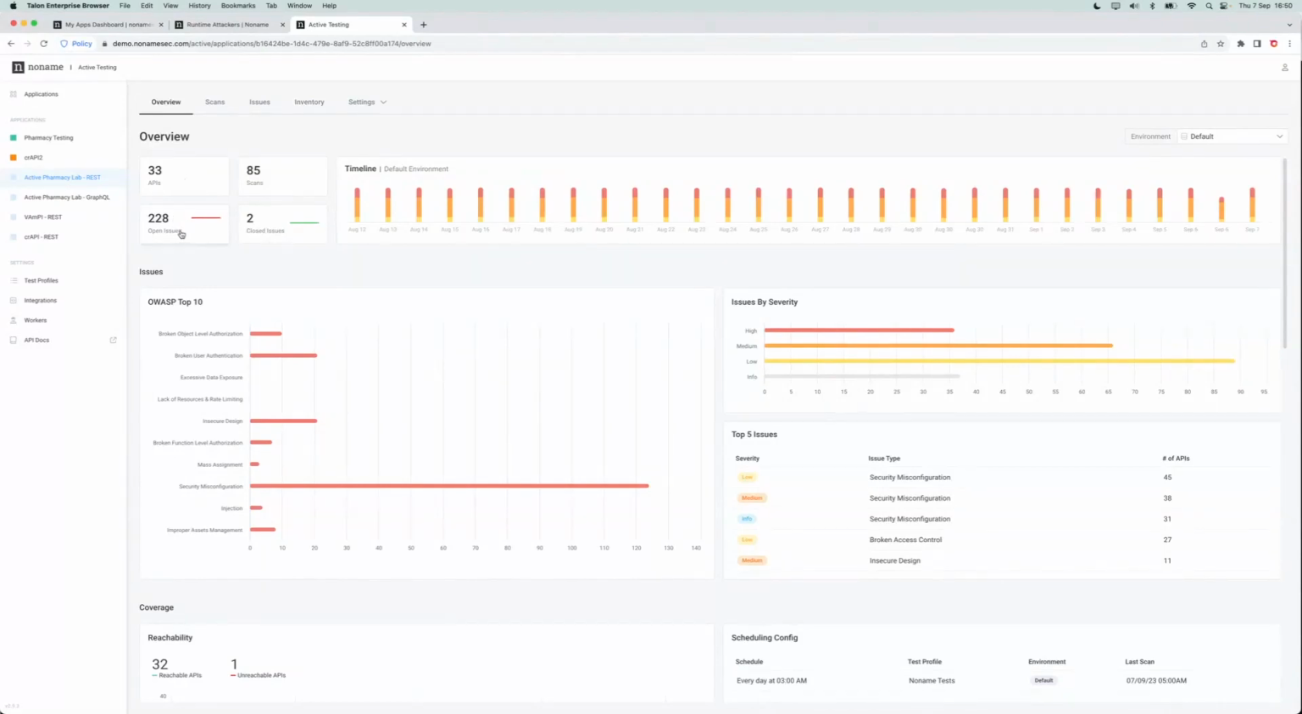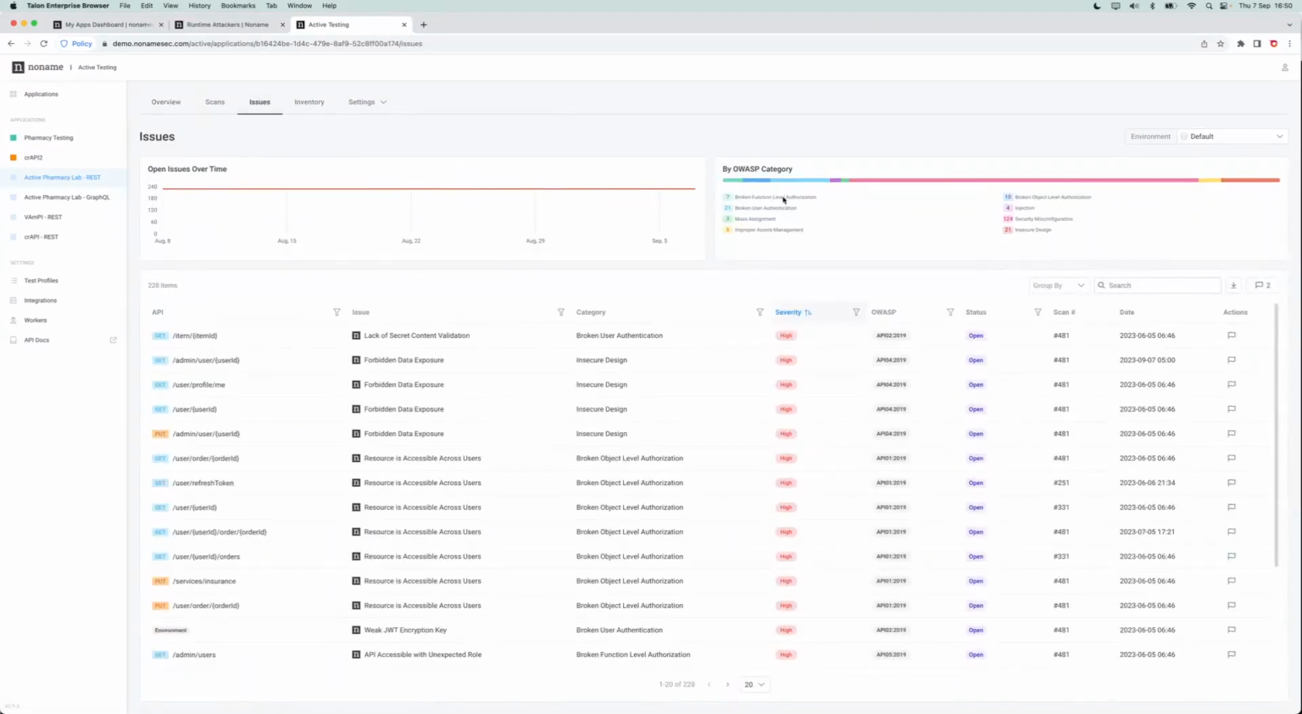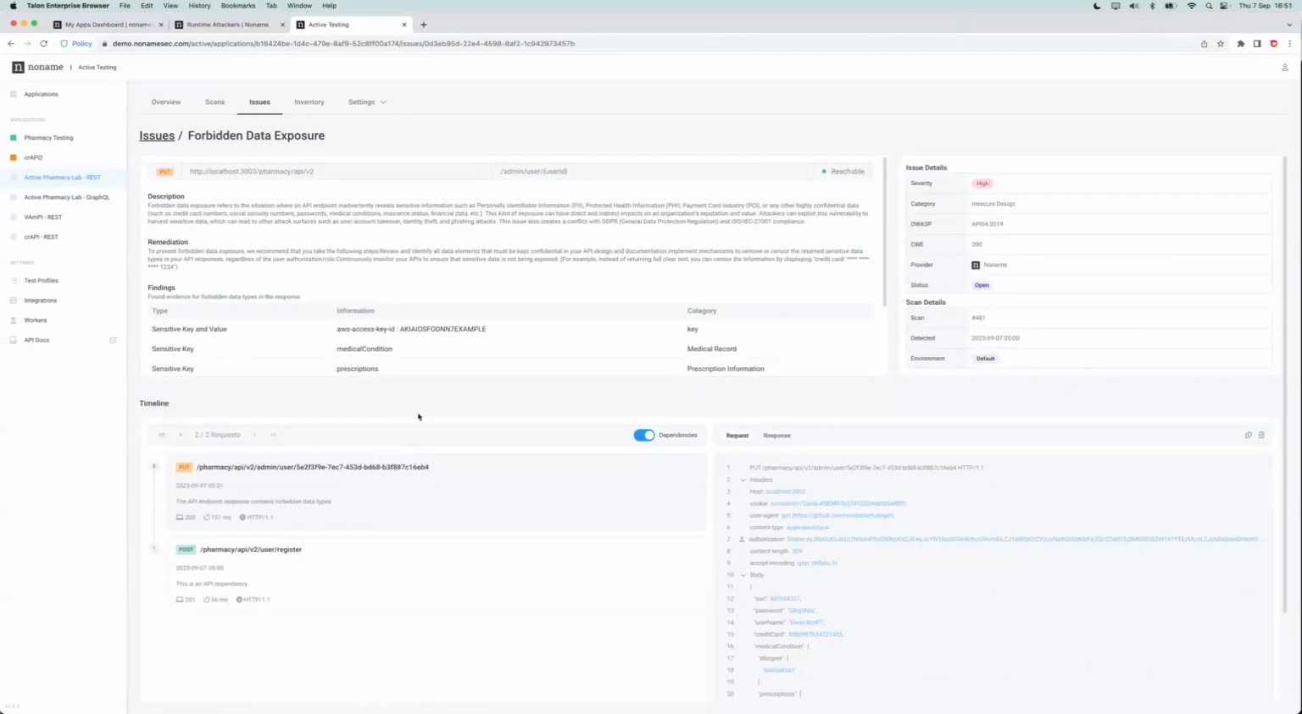We've identified 228 issues. Two of them have been closed in the meantime. If we drop into the issue list, you can see we've categorized it on the basis of OWASP here as well. And then if you look at one of those issues in detail, we'll show you exactly how that test went about. So what is the timeline of the test that we performed, the full request and response, our findings, and a remediation action, so you can make sure that this doesn't get released into production. So that's part of the testing capability as well.